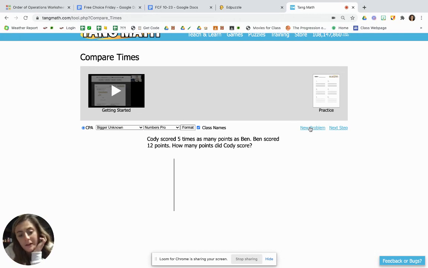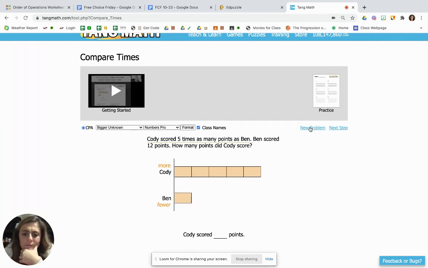Another one, Cody scored 5 times as many points as Ben. Ben scored 12 points. How many points did Cody score? Well, Cody scored blank points. So we know that Cody scored more and Ben scored fewer. We also know that Cody scored 5 times as many. So Cody's going to have 5 boxes and Ben will have 1 box, right? Because 1 times 5 is 5.